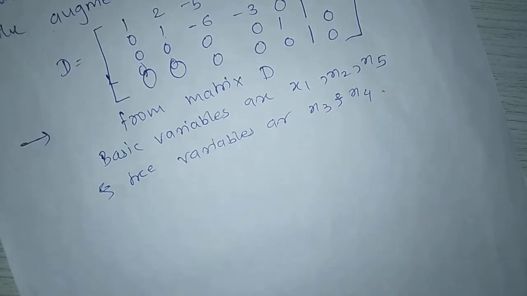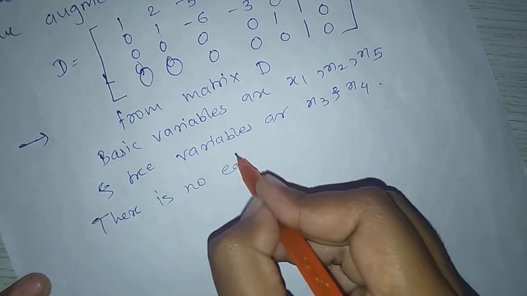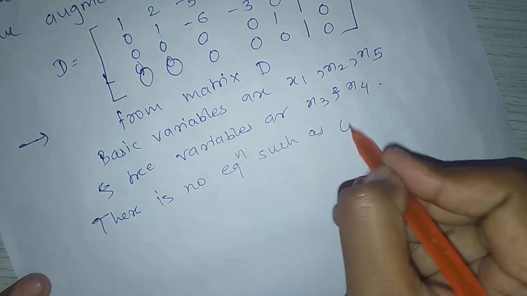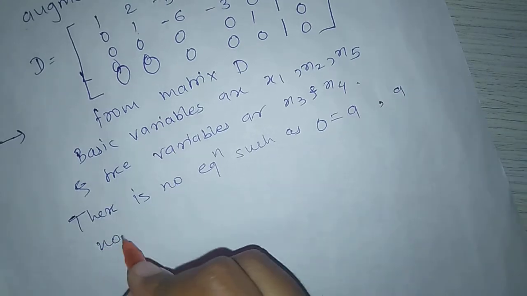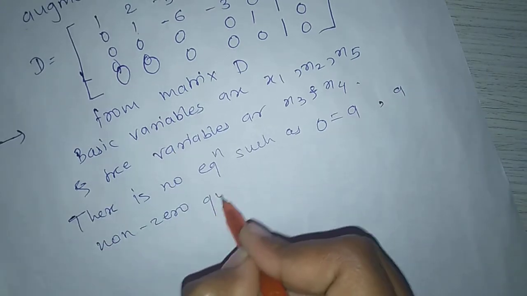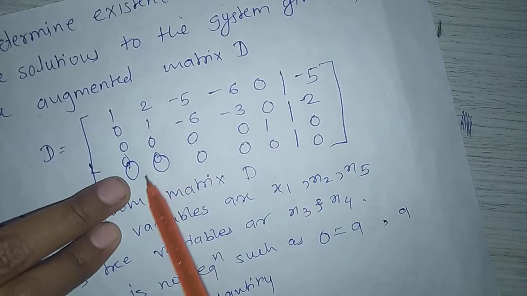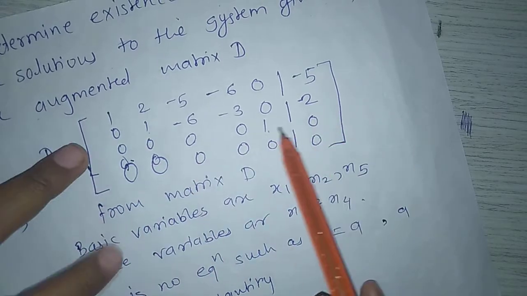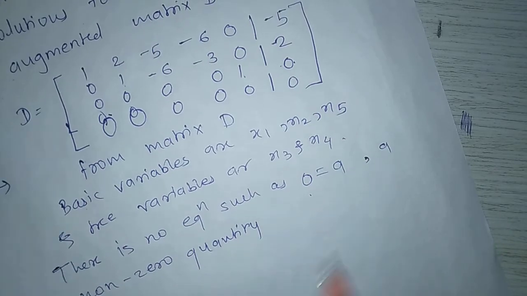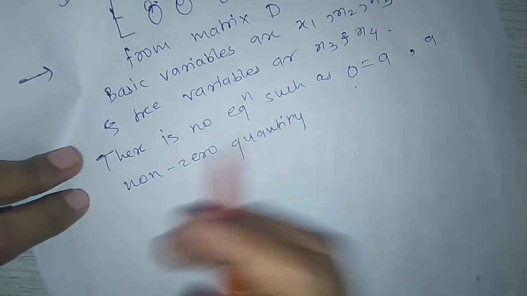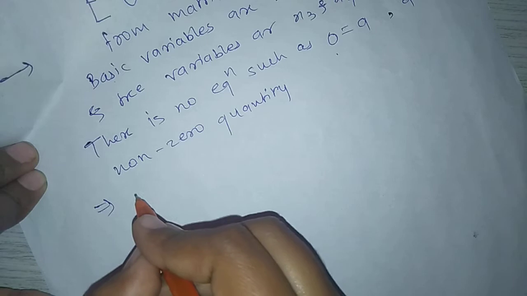There is no equation such as 0 equal to a, a non-zero quantity. 0 equal to a means that in the coefficients this row is all 0 and this entry is non-zero, but here 0 equal to a does not occur, which implies the solution exists and the system is consistent.